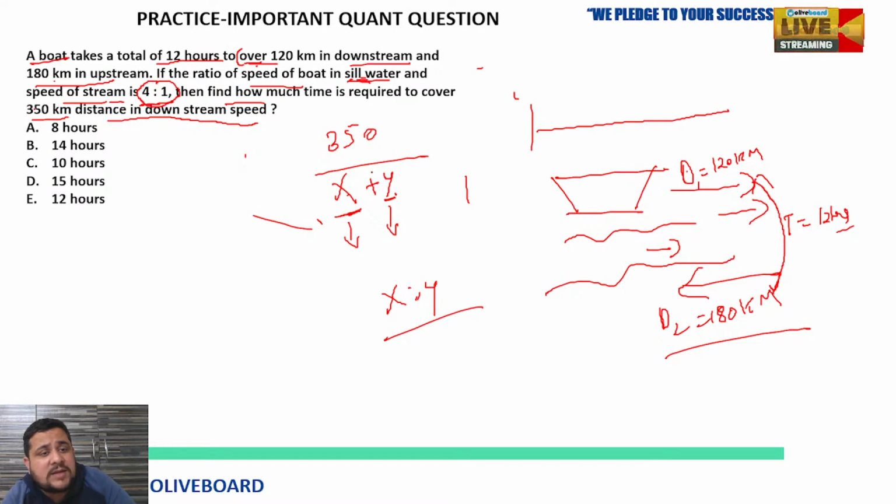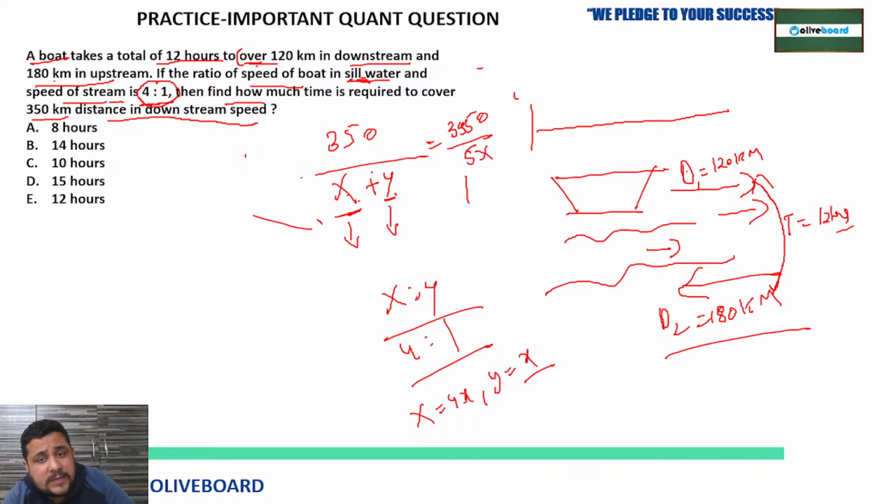The ratio of the speed of the boat in still water and the speed of the stream is 4 is to 1. So we can say the boat speed is 4x and the stream speed is x. Then x plus y means 4x plus x, which is 5x. So the time taken by the boat to go 350 kilometers downstream is 350 upon 5x. But we don't have the value of x. Then only we can decide the speed: 5x kilometers per hour. We need to determine x.